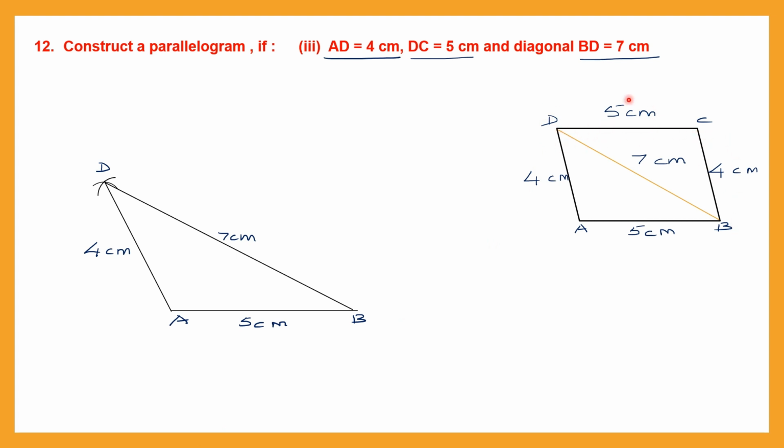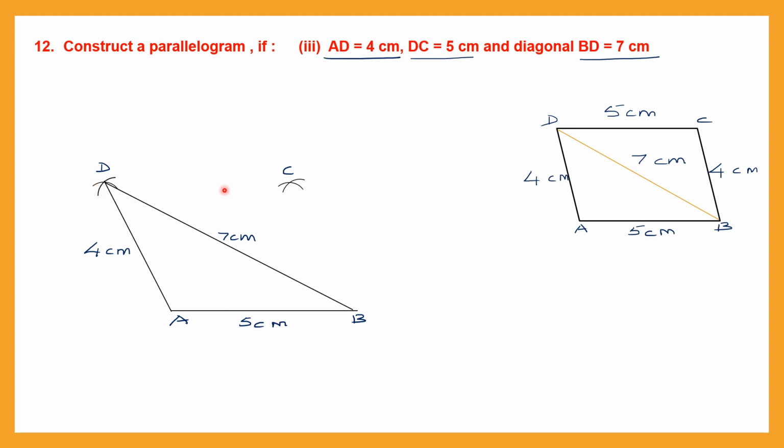So take 5 centimeters on your compass, place it at D and draw an arc. We need to get a line like this, isn't it? So see that your arc is drawn like that. So we placed it at D and drew an arc. Similarly, take 4 centimeters on your compass, place it at B and cut this arc. So now we have cut the arc. So this point of intersection is C. Look at your rough figure. It is C. So let's write C here.